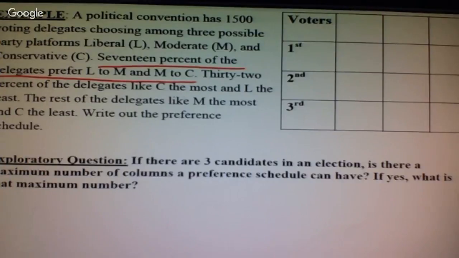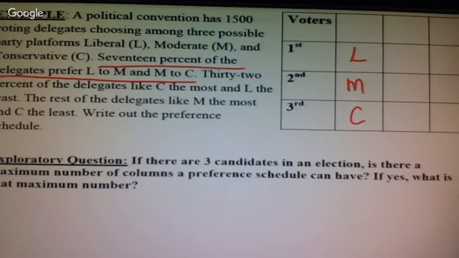If they prefer L to M and M to C, what's the first column going to look like? LMC. If it prefers L to M, that means L should come before M, and M's preferred to C, so M should come before C. That's the easy part. How do I figure out the votes that go in the top? Because all it tells me is 17%. That's not a number. Out of 1,500 though. How do I find it though?